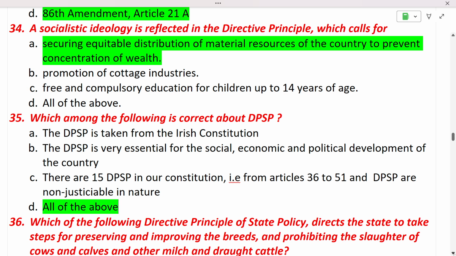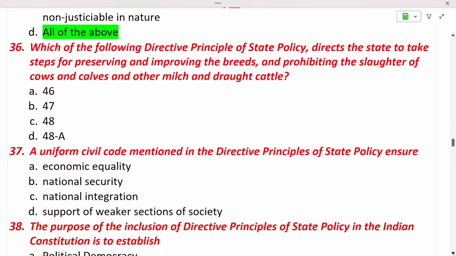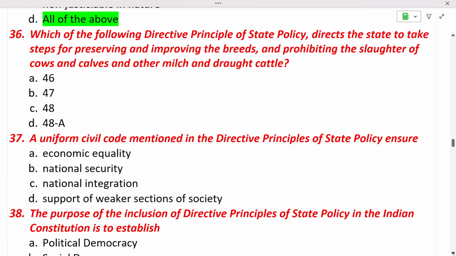Next, question number 36. Which of the following directive principles of state policy directs the state to take steps for preserving and improving the breeds and prohibiting the slaughter of cows and calves and other milch and draught cattle? Article 46, 47, 48, 48A. The answer is C.